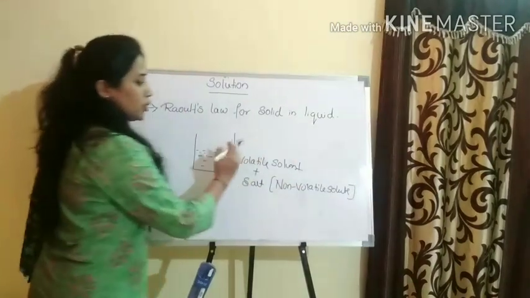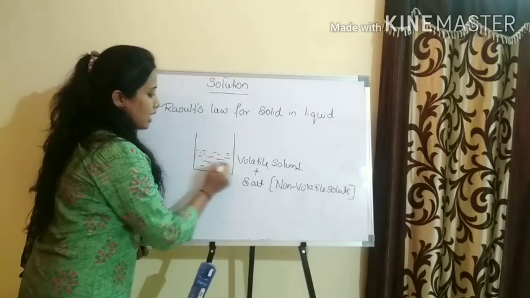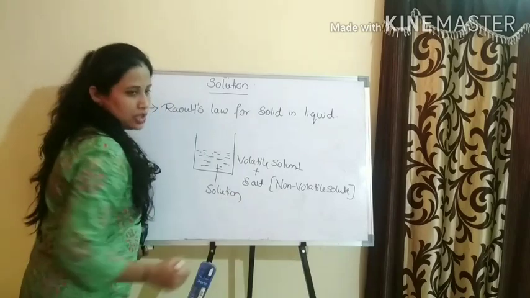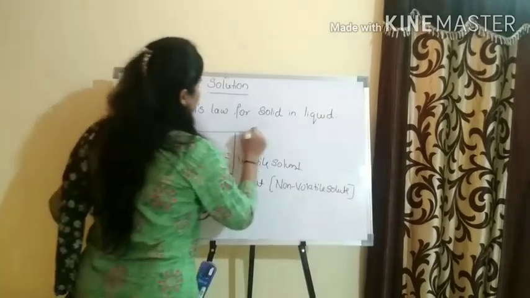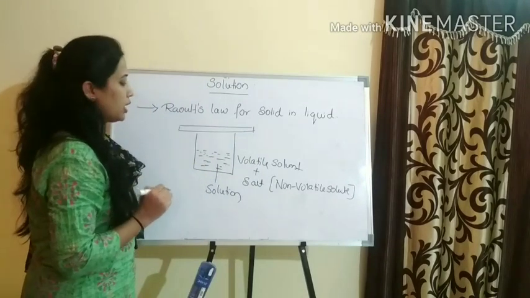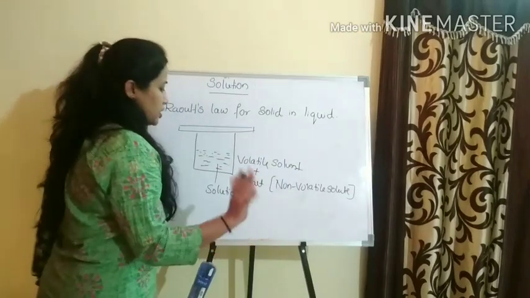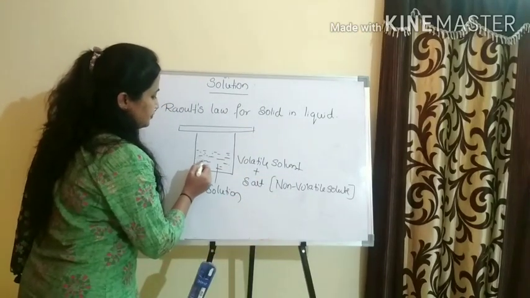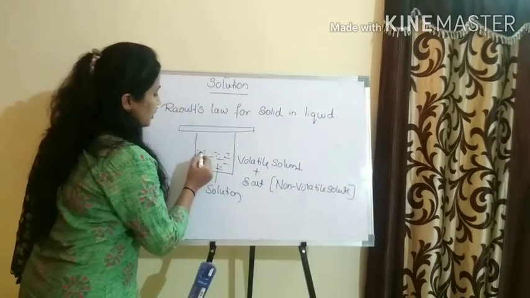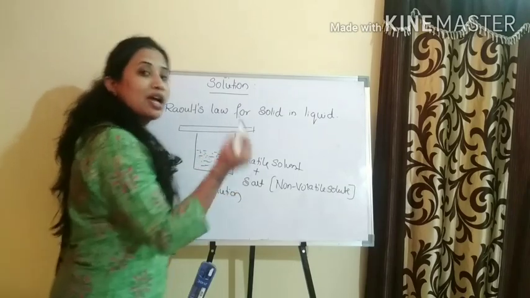When I add the non-volatile solute to the volatile solvent, whatever we have in the container is a solution. Now this is covered with a lid or stopper. So what happens at a given, constant temperature? These solvent molecules, which are volatile in nature, will try to evaporate and come to the vapor state.